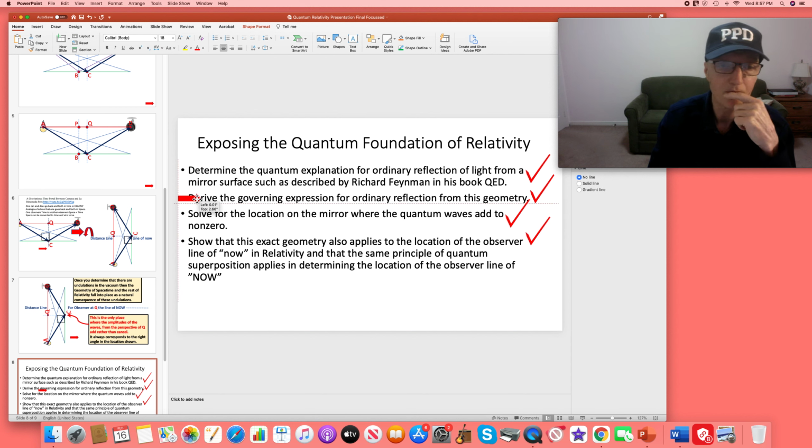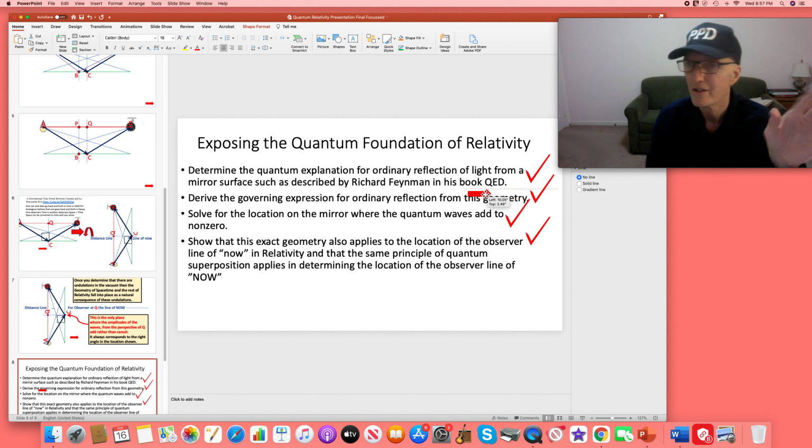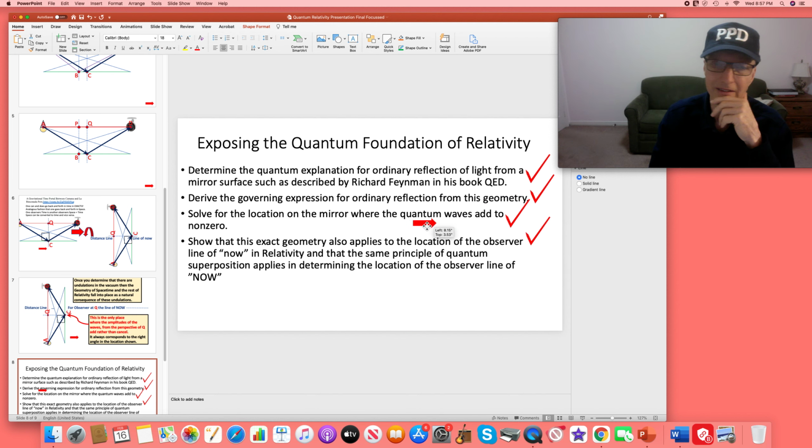So the next part was: derive the governing expression for ordinary reflection from this geometry. Remember I showed you how we did it. It was just Pythagoras. I didn't do every last one because it gets too boring, but if you want to see it, I actually did it. And then I plotted it, right? And it says, show that this exact geometry also applies to the location of the observer line of now in relativity, and that the same principle of quantum superposition applies to determining the location of the observer line of now.